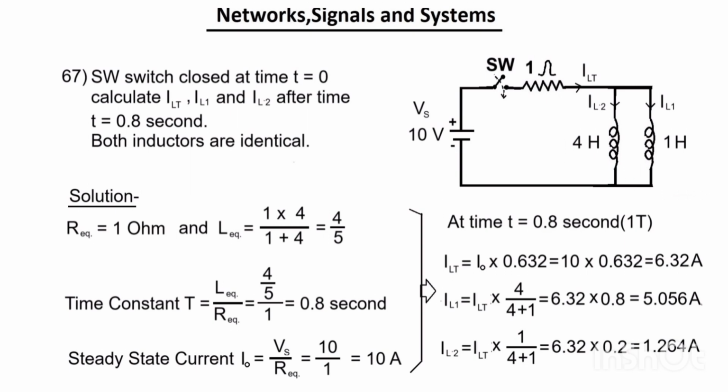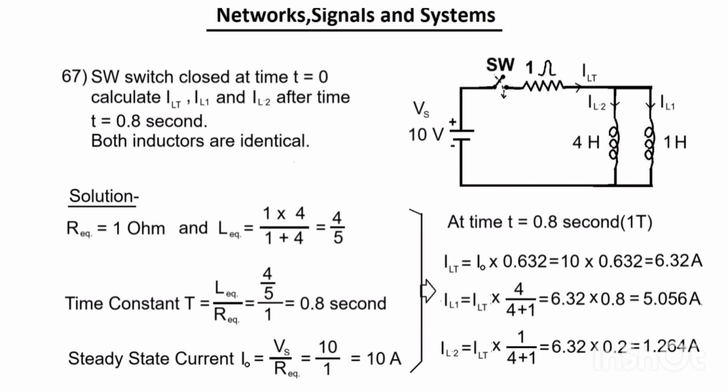And steady state current I0 equal to Vs upon R equivalent, equal to 10 upon 1, equal to 10 ampere. At the time t equal to 0.8 second, ILT equal to I0 multiplied by 0.632, equal to 10 multiplied by 0.632, equal to 6.32 ampere.